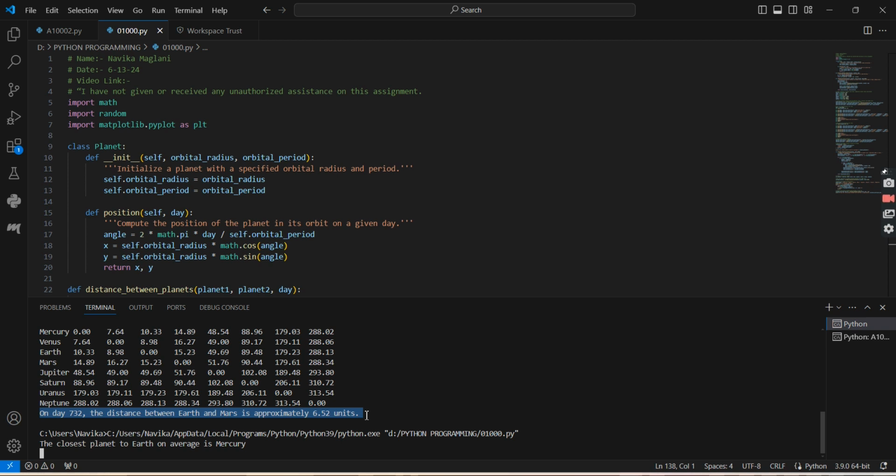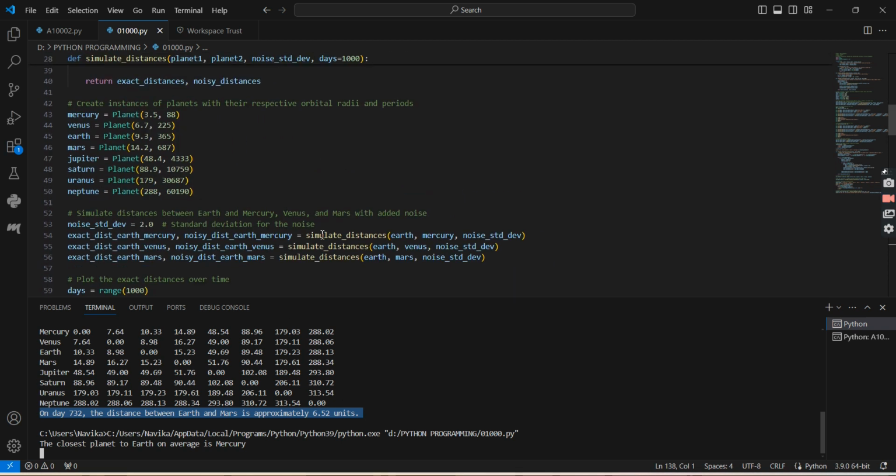How do your position and distance functions work? What trigonometry functions do you need to use? The position function in the planet class computes the x and y coordinates of a planet on a given day in its orbit using the trigonometry functions math.cos and math.sin.